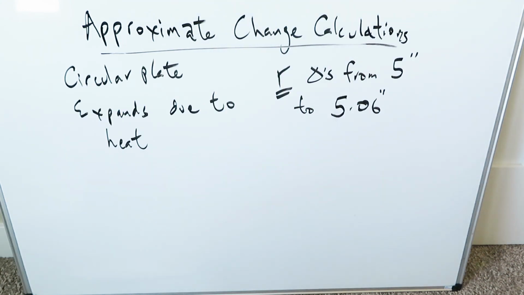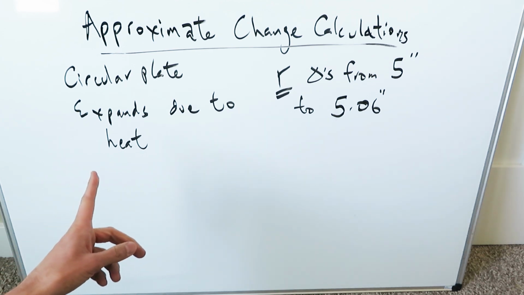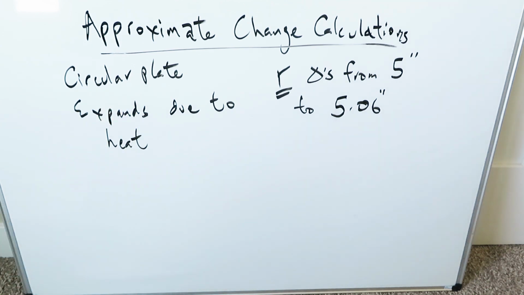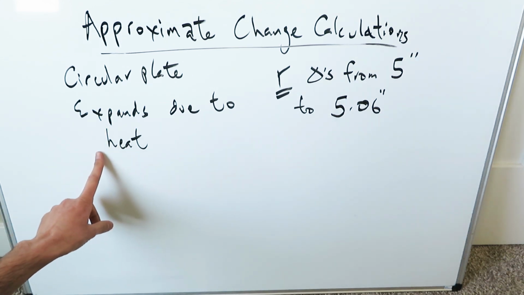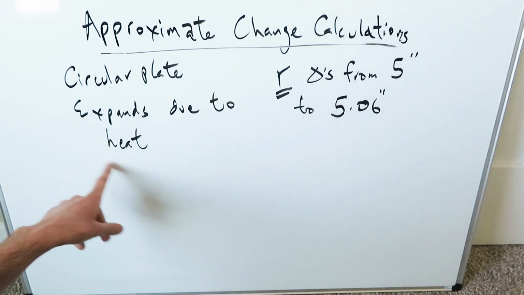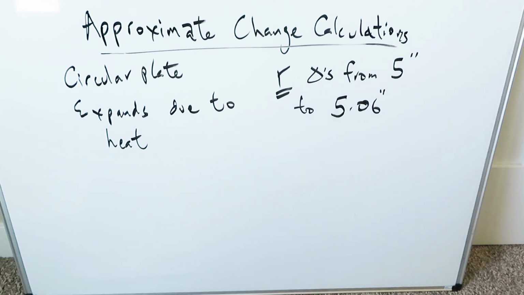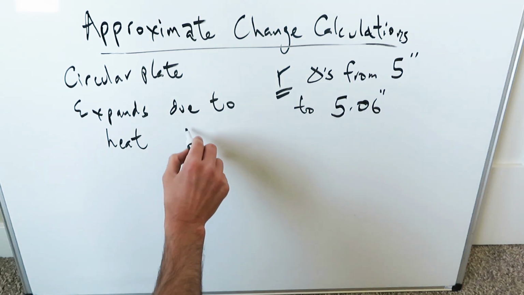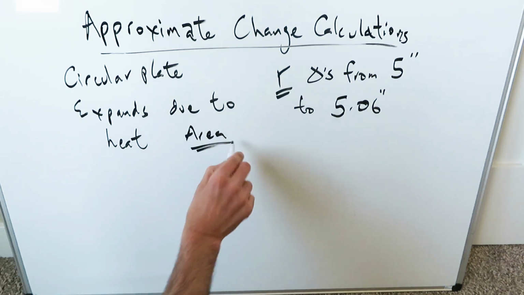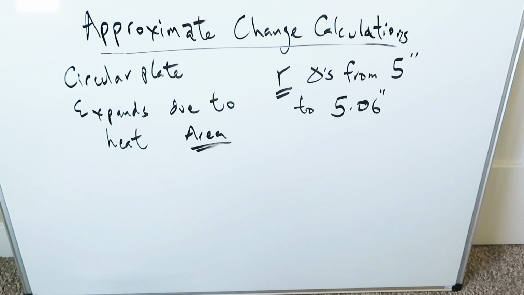Let's look over here at a more practical example. We have a circular plate made of a certain material which is able to absorb heat. It expands due to heat. It undergoes heat expansion. The radius changes from 5 to 5.06 inches. We have to calculate the approximate change in the area. And that's what we're focusing on here, the area. You know it's a circle. And how do we do it? We're focusing on approximate change.